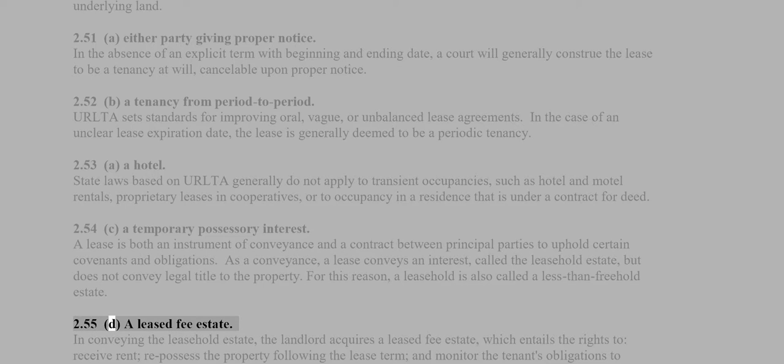2.55 D. A leased fee estate. In conveying the leasehold estate, the landlord acquires a leased fee estate, which entails the rights to receive rent, repossess the property following the lease term, and monitor the tenant's obligations to maintain the premises.